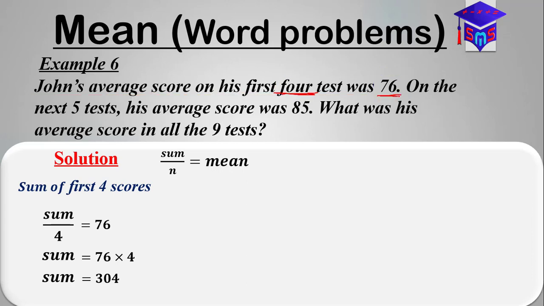So that is the sum of the first 4 scores, or the sum that John obtained in the first 4 tests. Alright, now we go ahead and find the sum of the scores in the next 5 tests, or the sum of the next 5 scores.